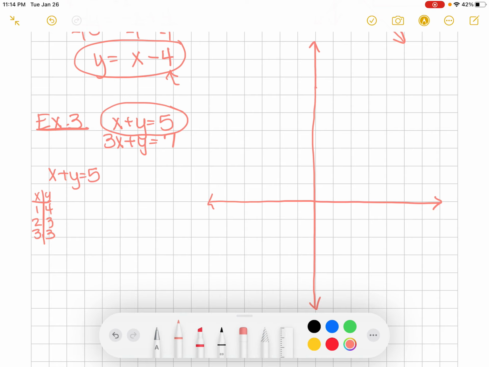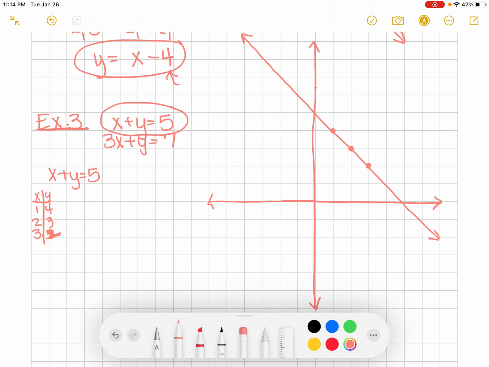So the first one is 1, 4, 1, 2, 3, 4, then 2, 3, then 3, oh, that was wrong. That should be 3, 2. Sorry, 3, 2. Okay, and there's my point. So I'm going to draw my line. Remember, I'm going to try to be really careful at making sure that I go through the right points. I think that one got a little bit off at the top.